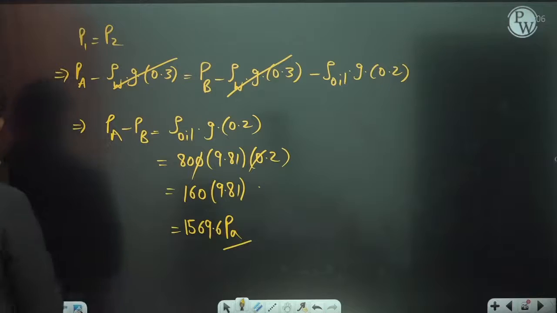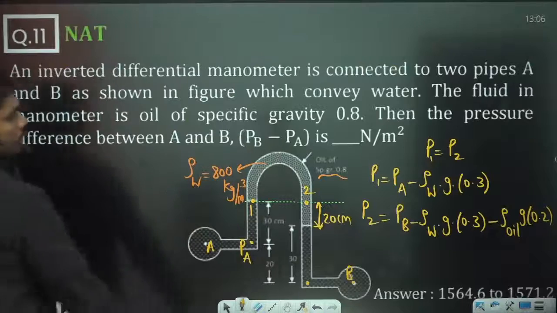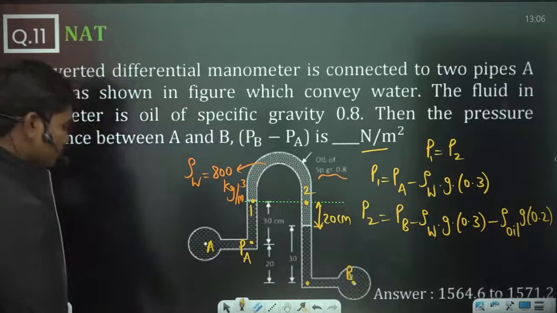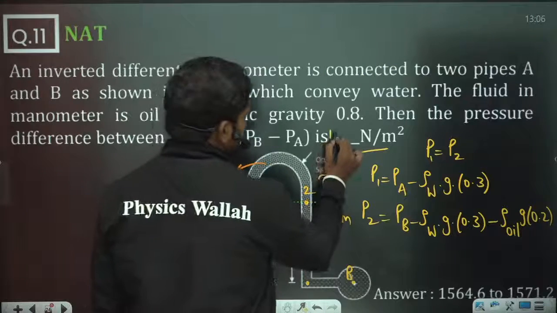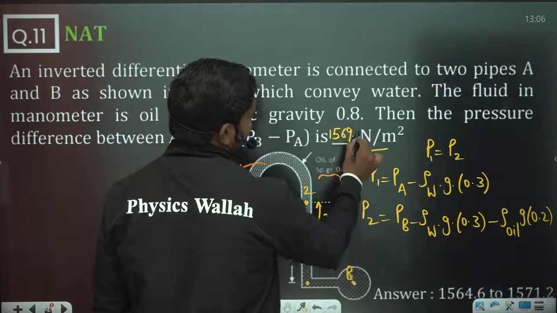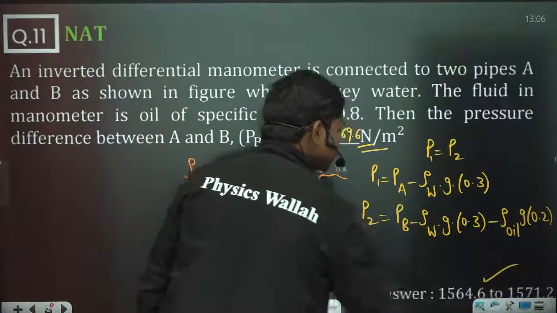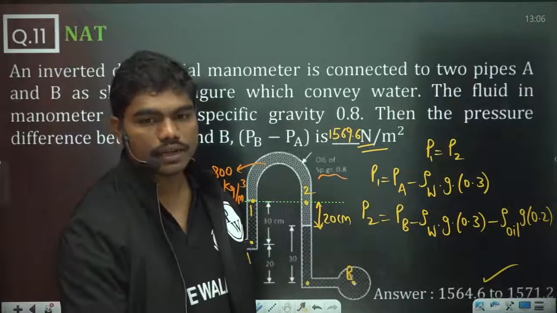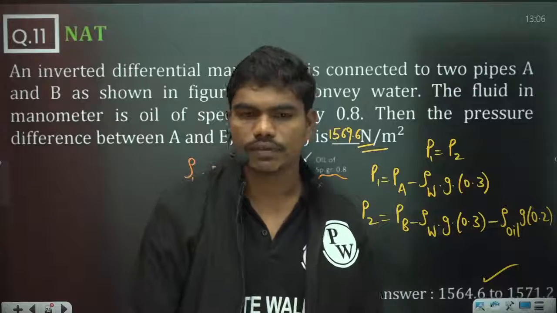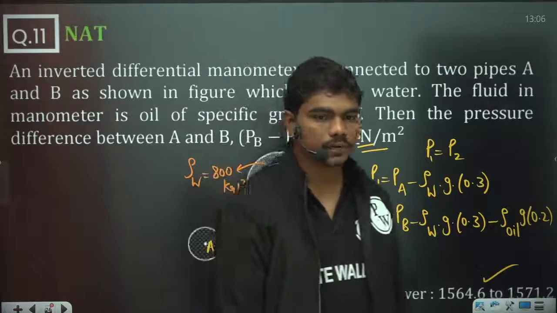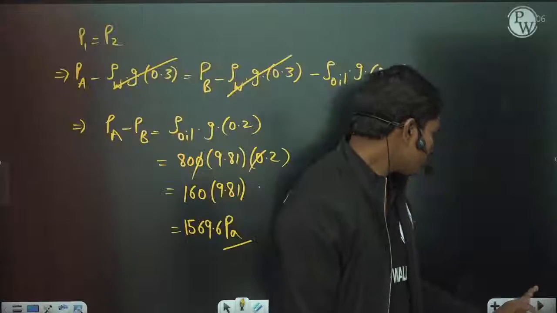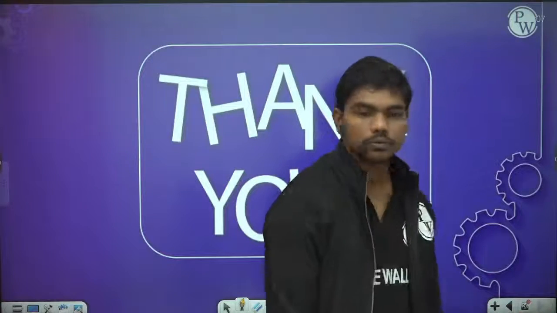1569.6 pascals. Okay. And what are the units they are asking you in? Newton per meter square, so they are also asking you in pascals. So 1569.6 pascals. So 1569 is within the range of this question. Yes, 1.569 kilopascals, of course, is also the same here. Clear? So that's how. Okay, so thank you. That's it.